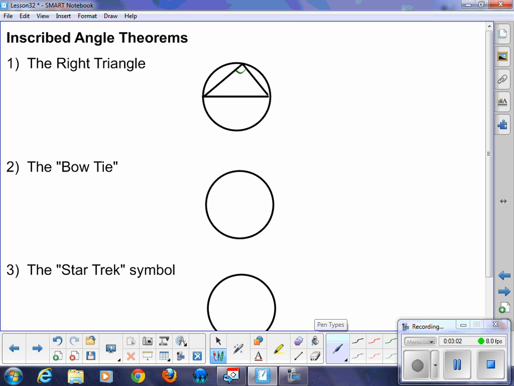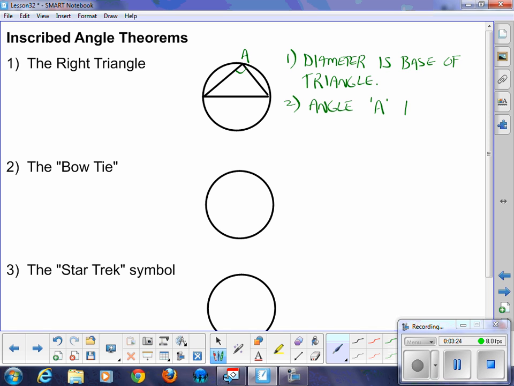All right, so a couple properties here. Diameter is base of triangle. Now, if that's true, then part 2, we'll call it angle A. Angle A is always 90 degrees. Okay, so anytime you have a triangle where the base is the diameter, any triangle you draw will be perpendicular, will be a right angle. And you probably found that from the investigation if you've started with that.